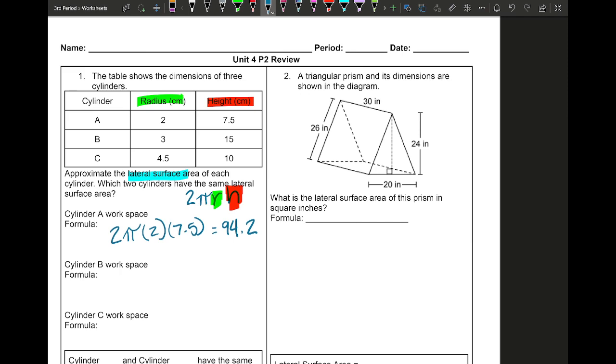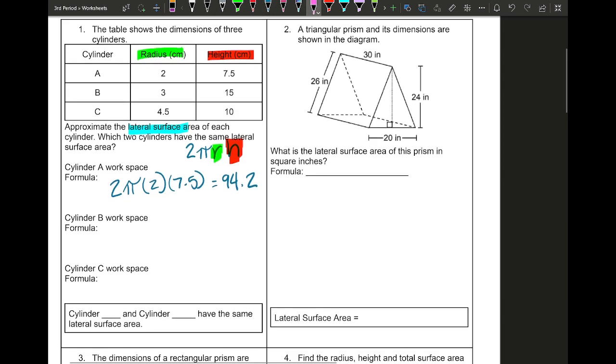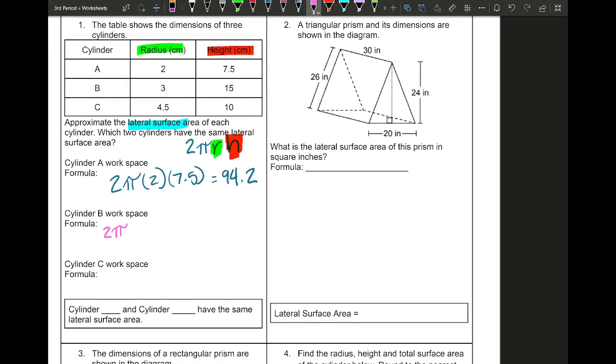Now we're going to do the same thing for cylinder B using the same formula. 2 pi. What's the radius for the second one? 3. And the height for the second one? 15. When we put this in the calculator, we put 3 and then we put 15. And the lateral surface area for this one is much bigger than the first one. That's 282.7. So they're not the same.